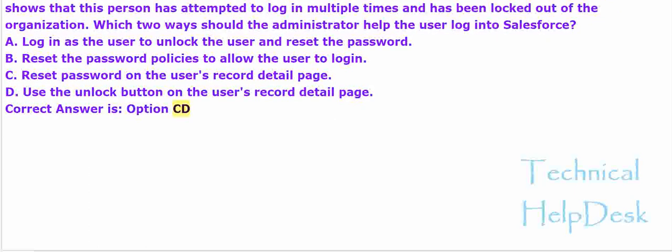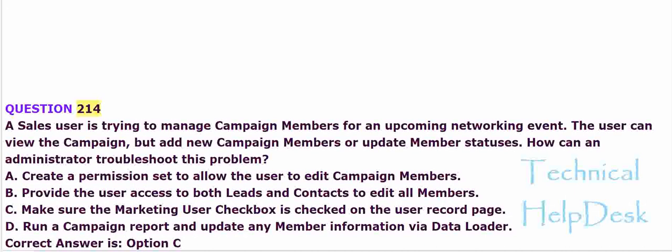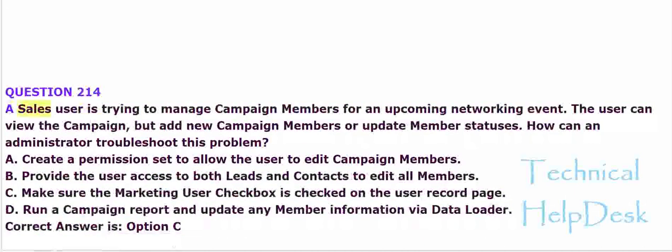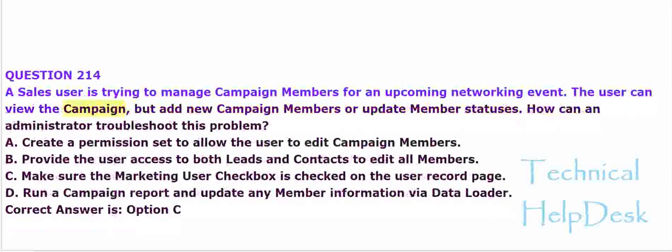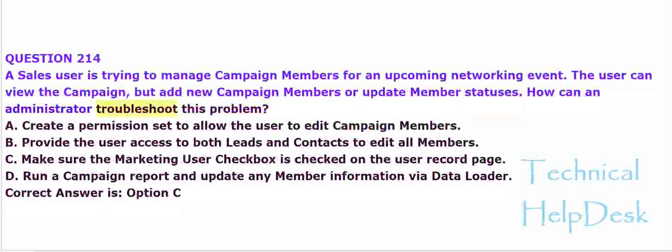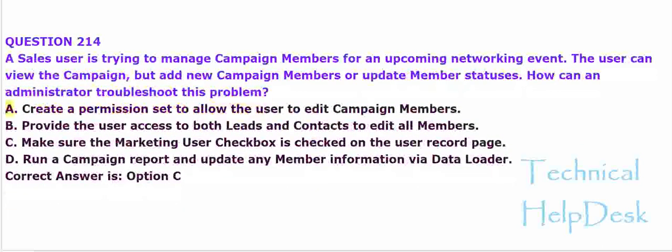Question 214. A sales user is trying to manage campaign members for an upcoming networking event. The user can view the campaign, but cannot add new campaign members or update member statuses. How can an administrator troubleshoot this problem? A. Create a permission set to allow the user to edit campaign members.